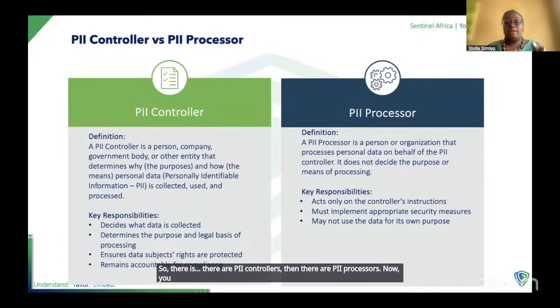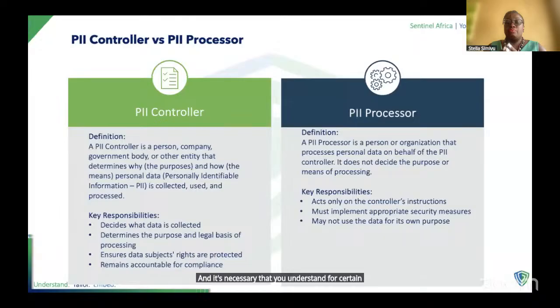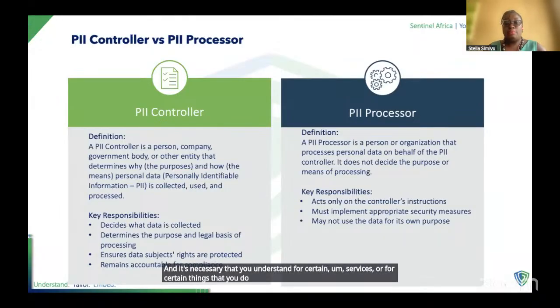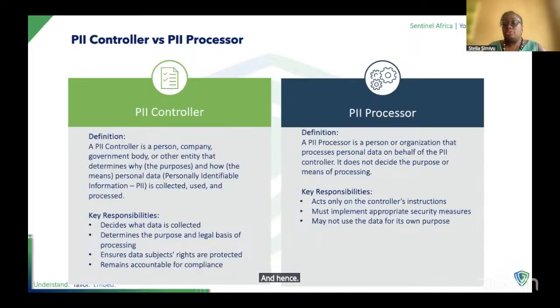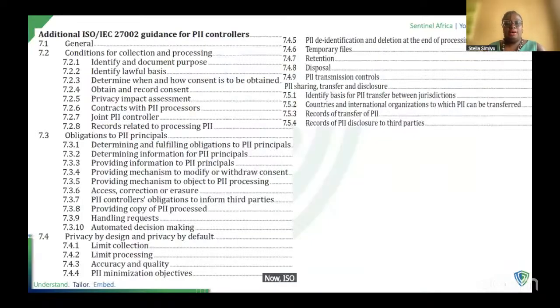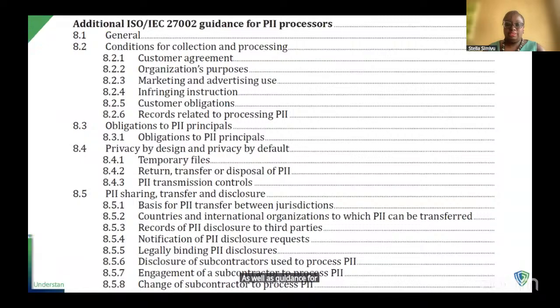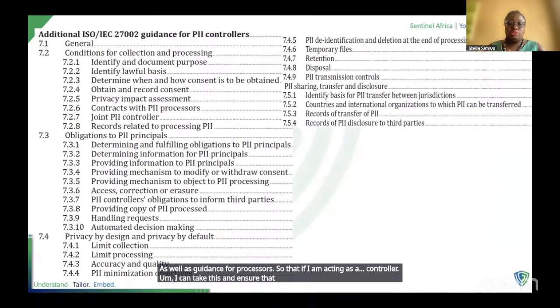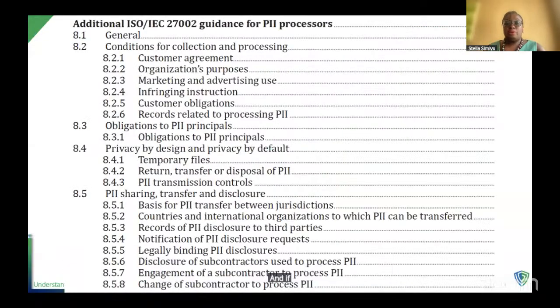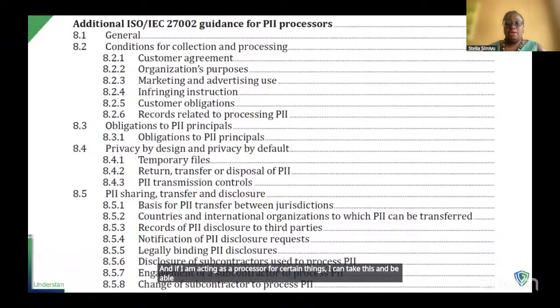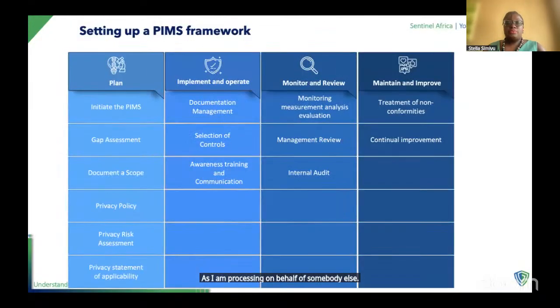Now, you can be both a PII controller and a PII processor. It's necessary that you understand, for certain services or for certain things that you do, whether you are a controller or a processor, and hence what controls apply to you. Now, ISO 27701 has guidance for controllers as well as guidance for processors. So if I am acting as a controller, I can take this and ensure that each of these control areas is well covered. And if I am acting as a processor for certain things, I can take this and check, have I made sure that I have embodied all these requirements as I am processing on behalf of somebody else.